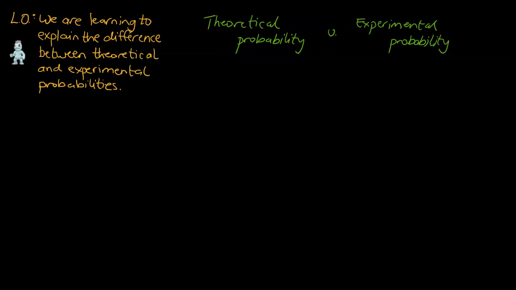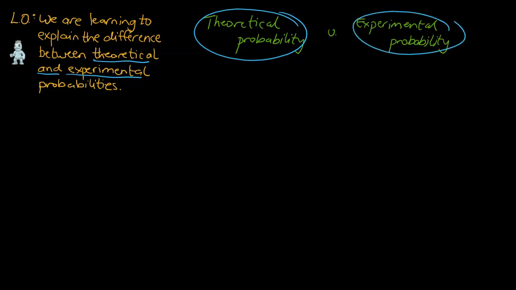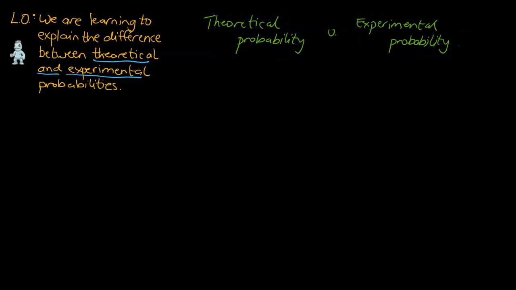Guys, Mr. Bowman here. Today's learning objective is in yellow, and we are learning to explain the differences between theoretical and experimental probabilities. On the left here, on the right here, I've got theoretical and experimental probabilities. What we're going to do today is discuss and contrast differing views between these two ideas.